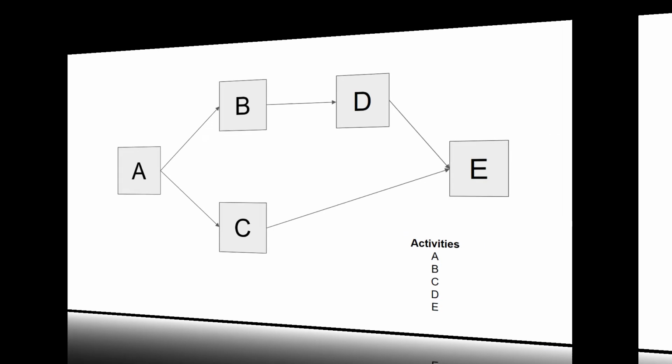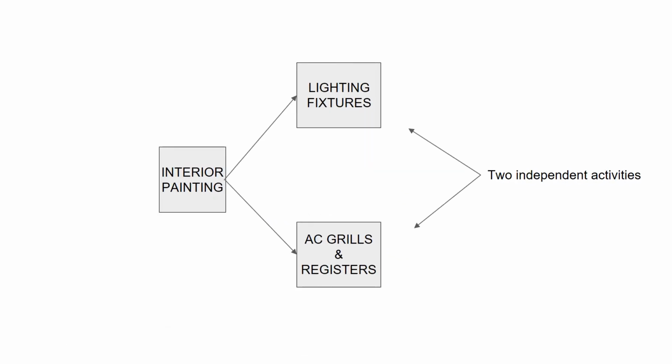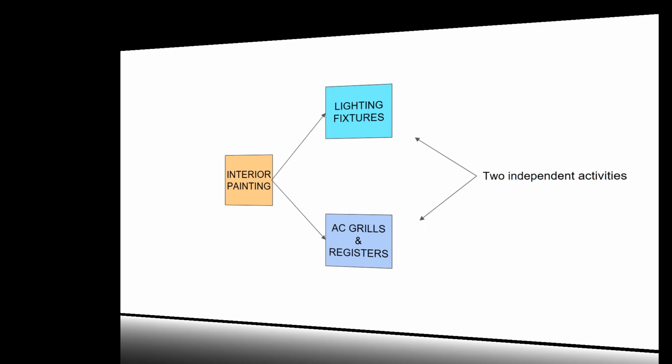Let's look at an example. In this example, you can see that after interior painting is completed, lighting fixtures and AC grills and registers can be installed. These 2 activities both need painting to be completed before they can proceed, but they can both work independently of each other. Now let's go back to the activity network.